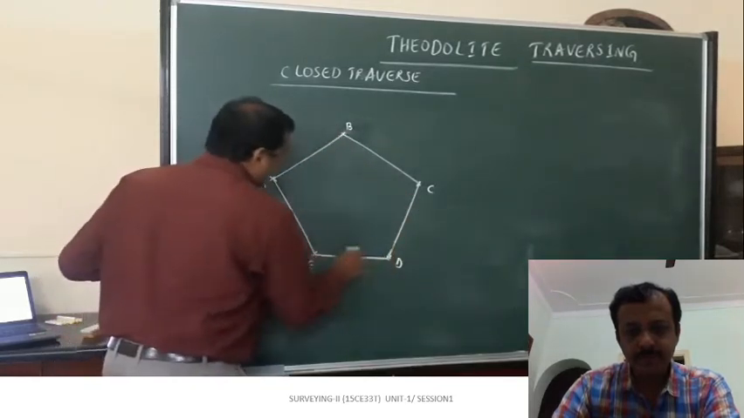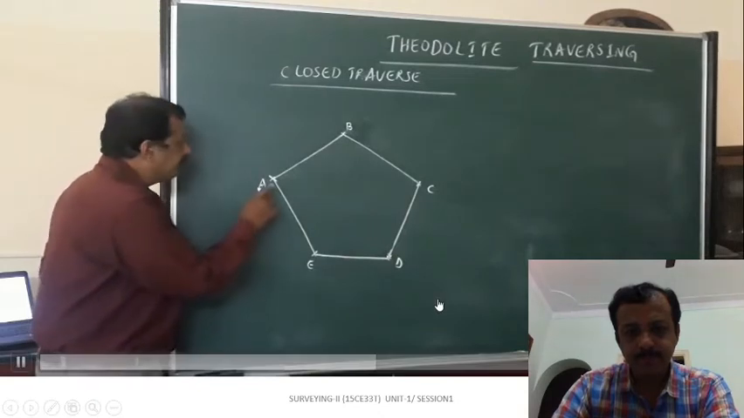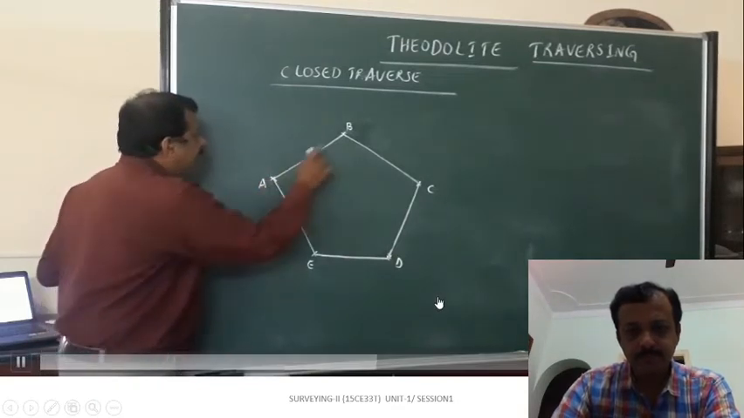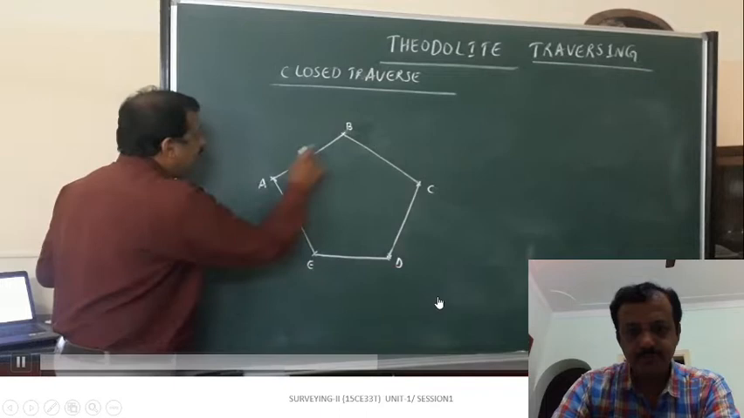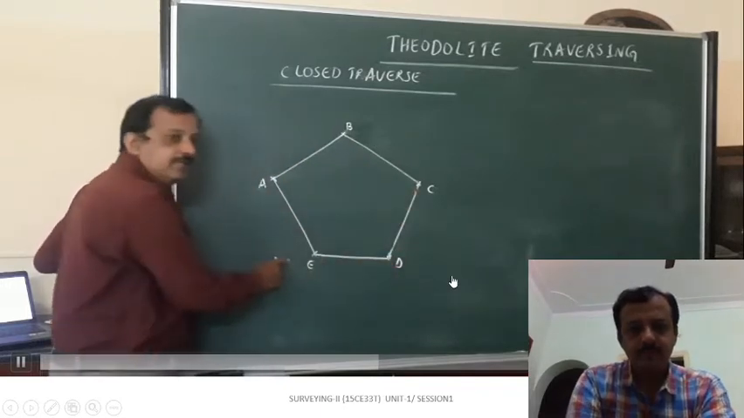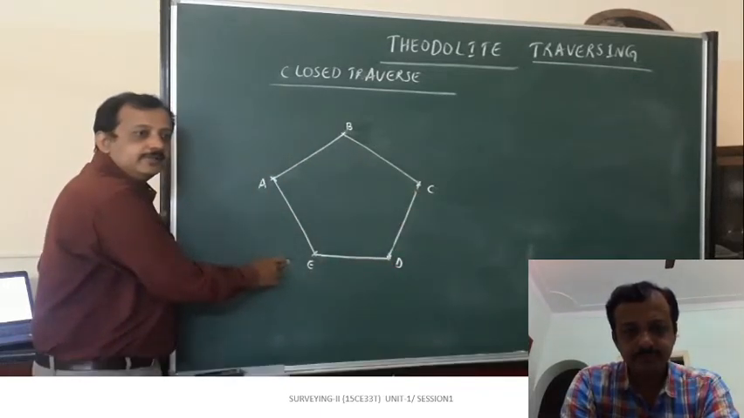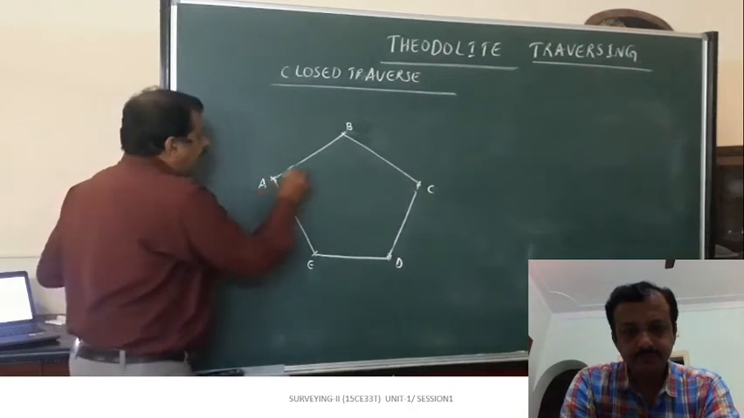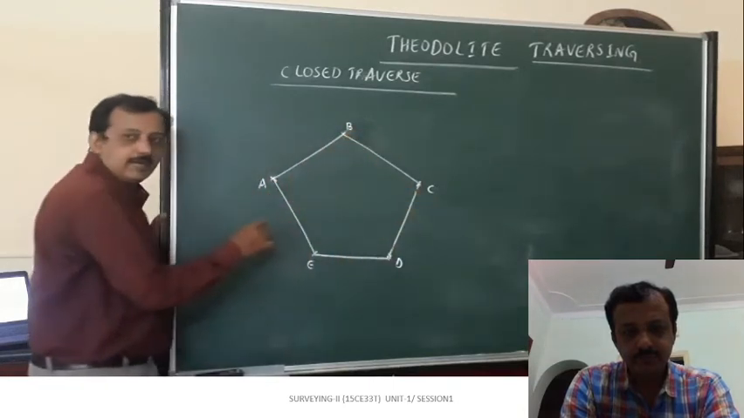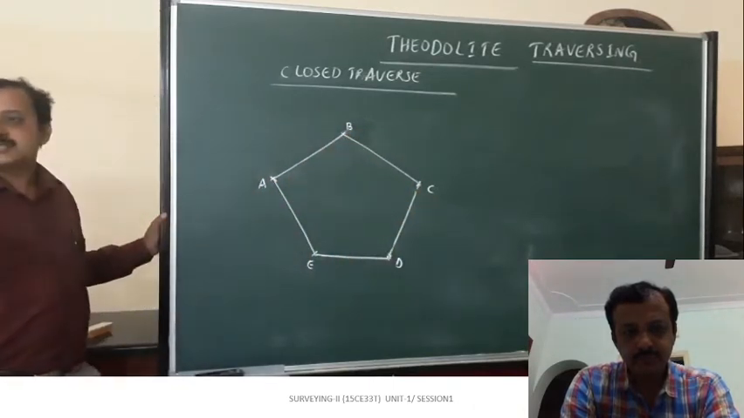These are sides of the traverse. So how many points, how many stations do I have? 5 stations I have: A, B, C, D and E. Now, I want to establish a traverse here. I want to plot this traverse on a sheet of paper.